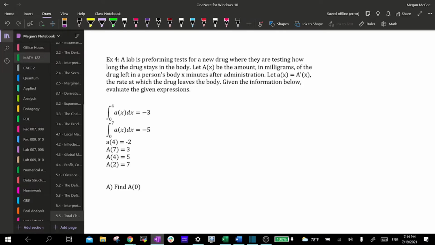All right, so part A asks us to find capital A of 0. So capital A, remember, is our original function, the amount, and lowercase a is our derivative of capital A. All right. So we're given a ton of information here. I'm going to go ahead and rewrite the fundamental theorem right in front of us just so we have it. And then I'm going to use the same terminology from this problem. So first I'm going to use bounds from C to D just so we don't get confused with a lowercase a, because then we need our lowercase a of x, which is our derivative, our rate, dx.